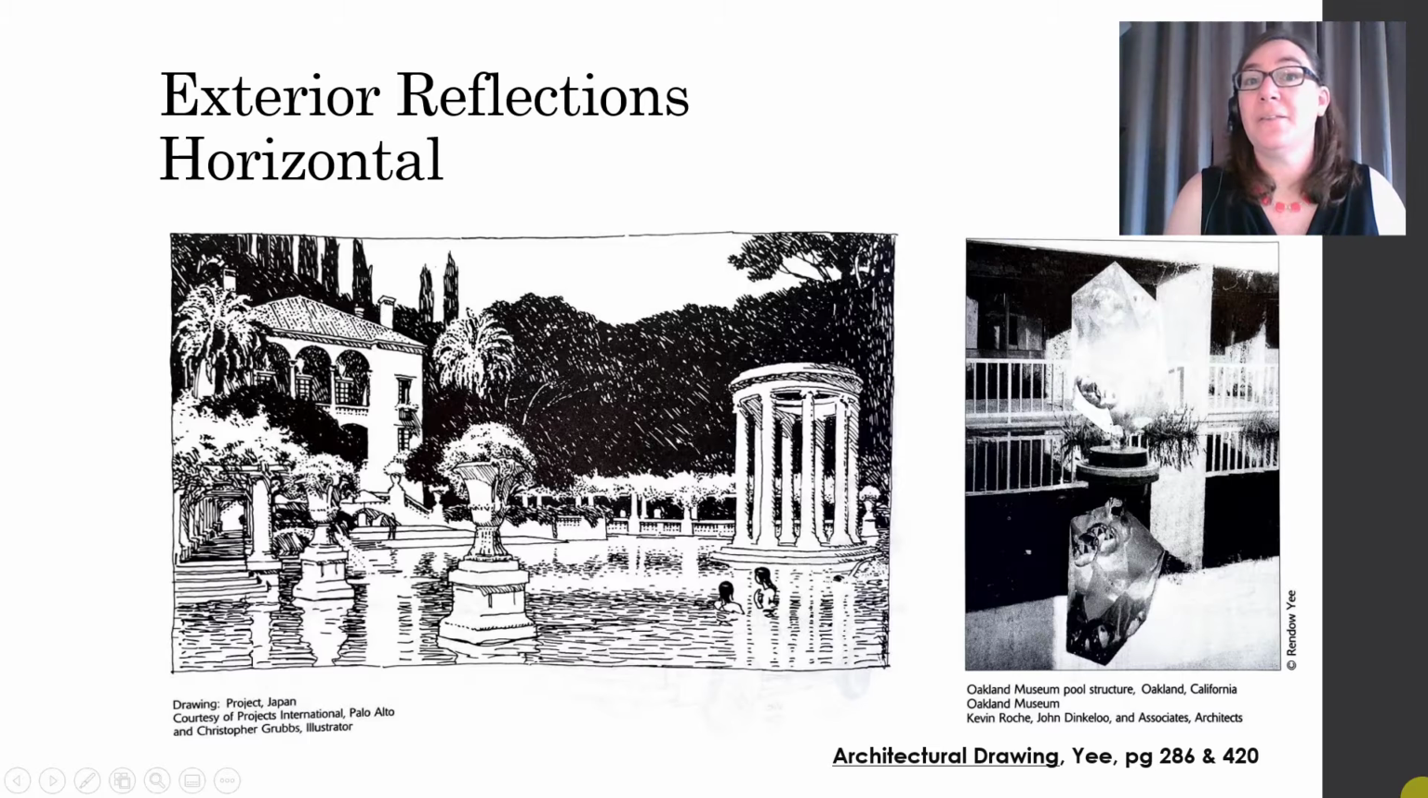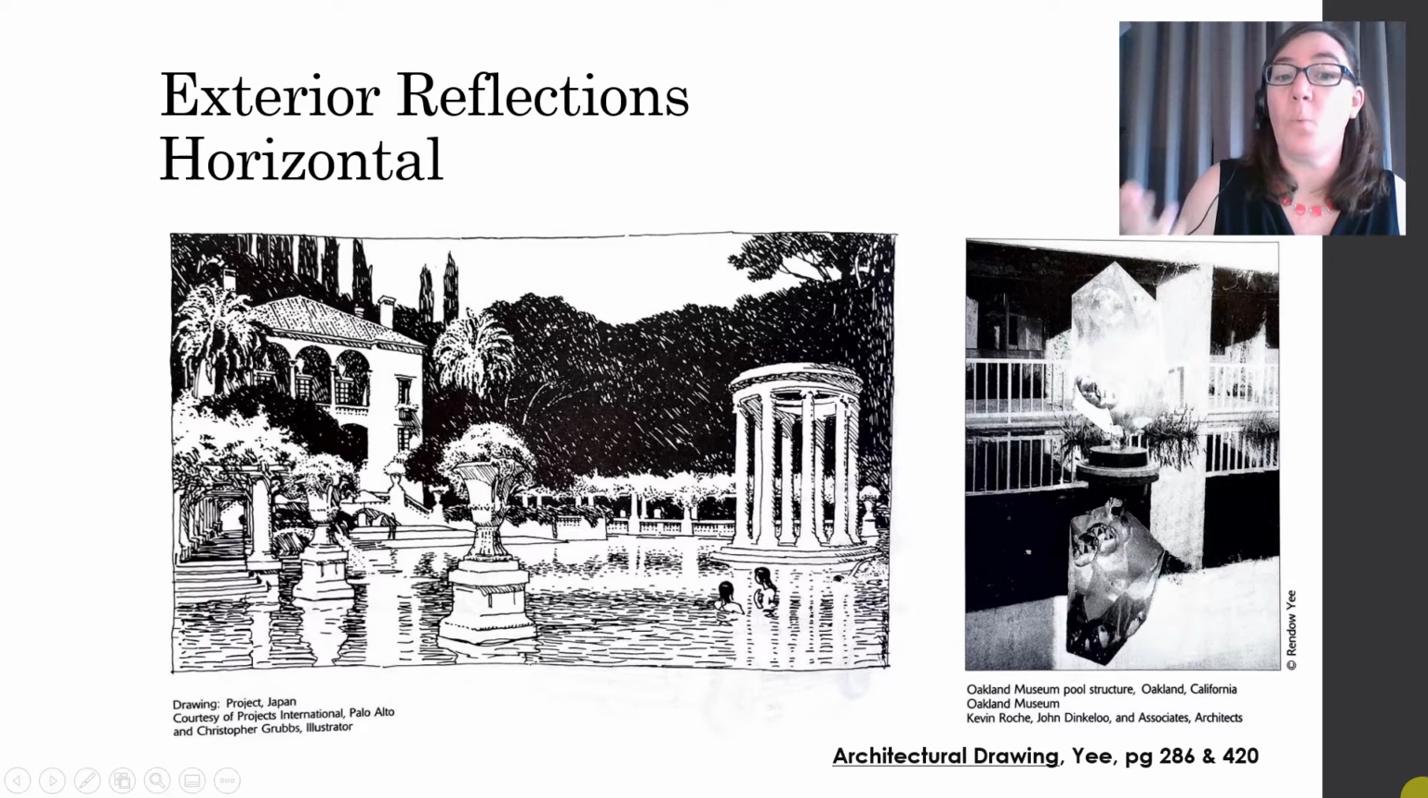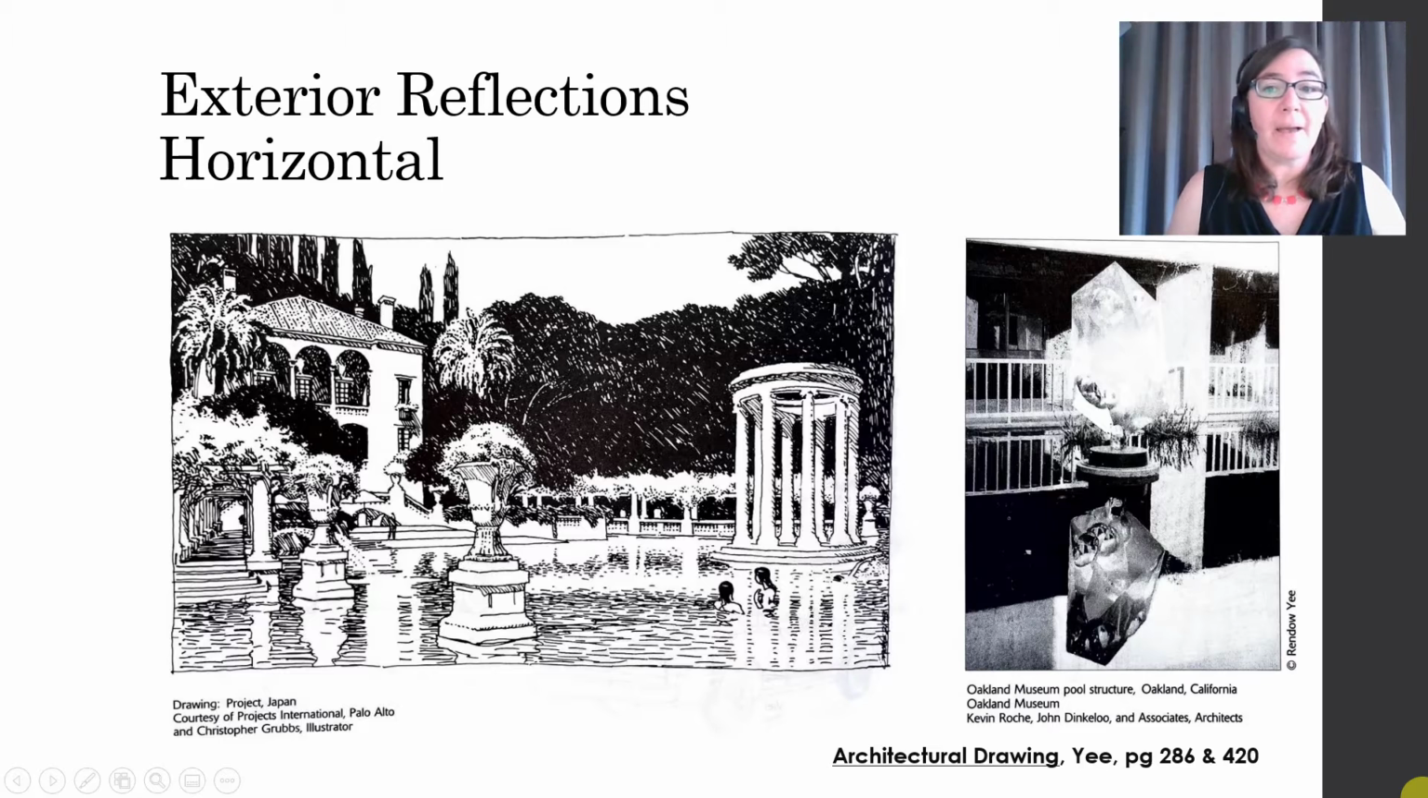So when we're talking about exterior reflections in the horizontal direction, again, those are typically water. And you could have two common conditions, and that is still water. Now, this one is a photograph and not a rendering, but you can see a still water, you'll get a very clear image. Or you could have moving or rippled water, in which case you'll get a vague or a more abstract reflection.